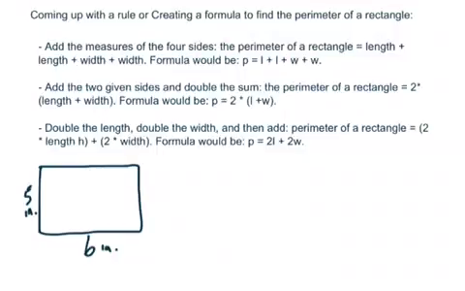Or I could add the two given sides and double the sum. So the perimeter of the rectangle would be 2 times the length plus the width. So the formula for that would be perimeter equals 2 times L plus W. Lastly, I could do double the length, double the width, and then add. So the perimeter of a rectangle would equal 2 times length plus 2 times width.